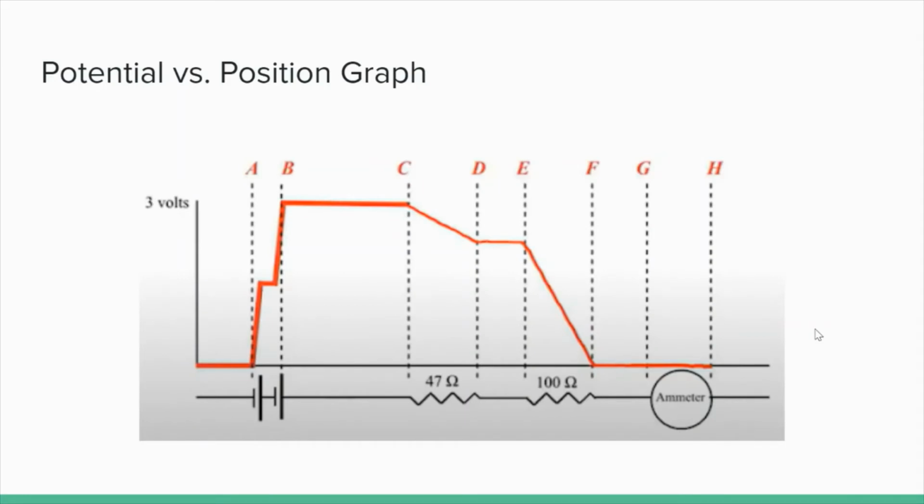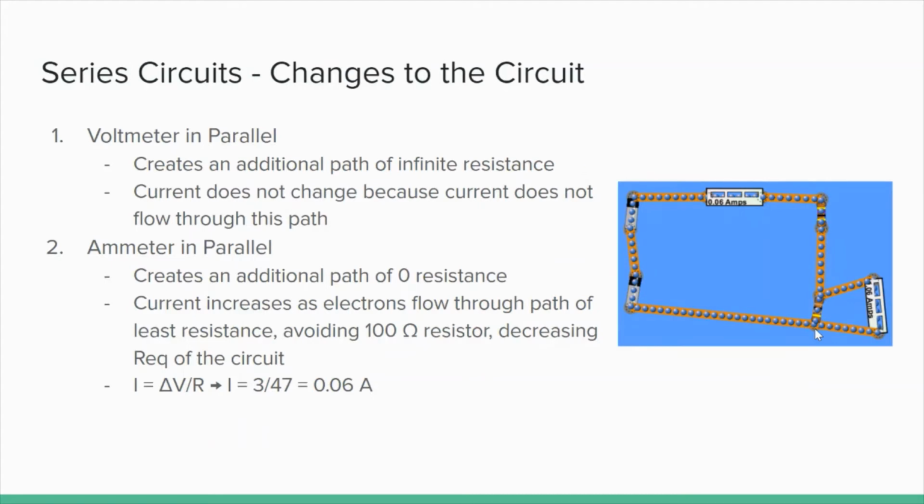Here's a potential versus position graph where we can see the potential plotted against the different positions in the series circuit. Next, we would make changes to the circuit.